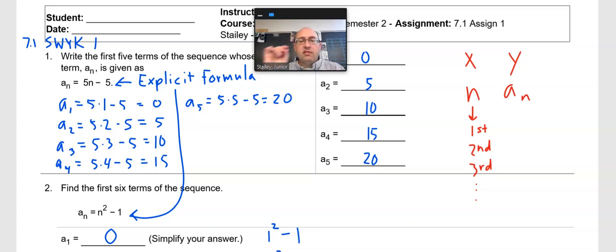Some people think sequences are those little shiny things on girls' dresses, but different. It's different.